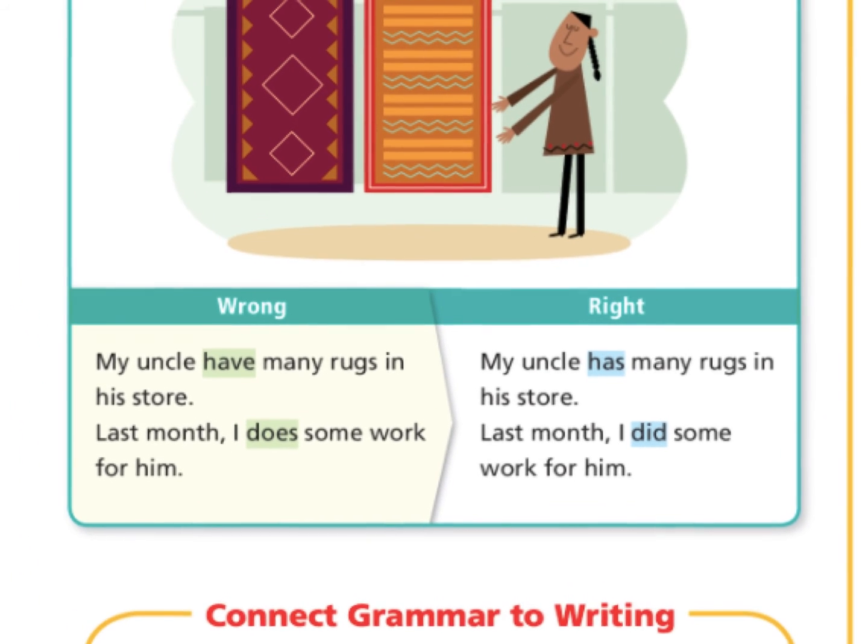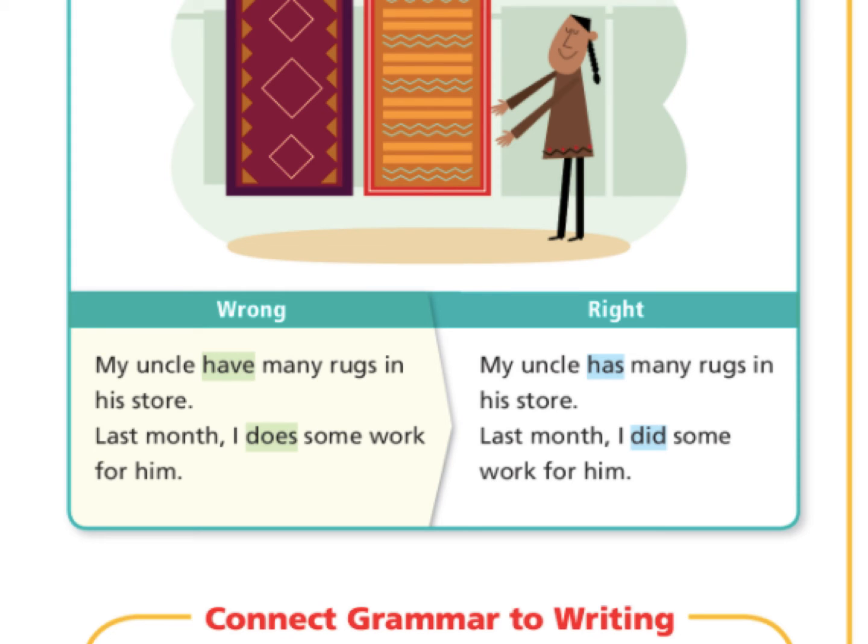So let's read this. My uncle have many rugs in his store. That is the wrong way to say it. We have to use the word has. My uncle has many rugs in his store. That is correct. Last month, I does some work for him. Doesn't sound right, huh? That's because we need to use the word did. Last month, I did some work for him. Because last month, we're talking about in the past.